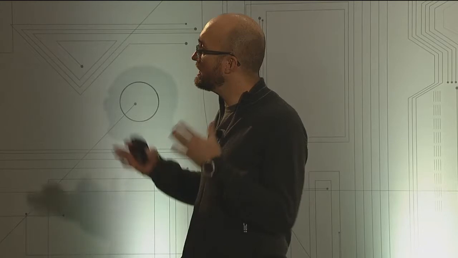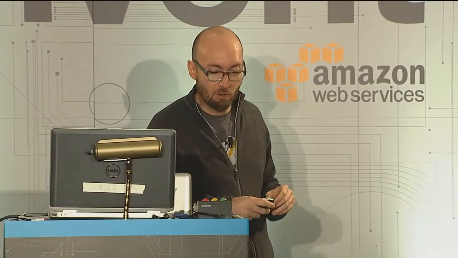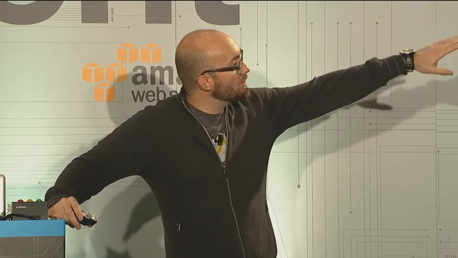The reason that's an important distinction to understand, in terms of how they're actually applying these reservations, is because it will affect how we purchase RIs. In other words, we need to pay attention to how instances are running every single hour. It also means that you are purchasing a reservation for an M1X large in US East 1A running Linux. That's all you're purchasing. You're not purchasing a reservation for a particular instance ID.